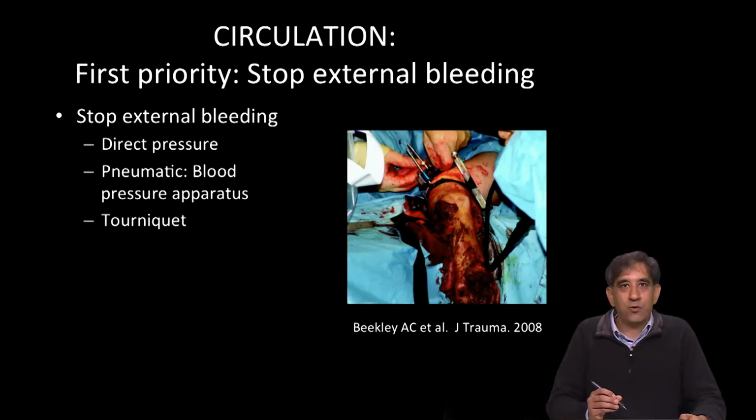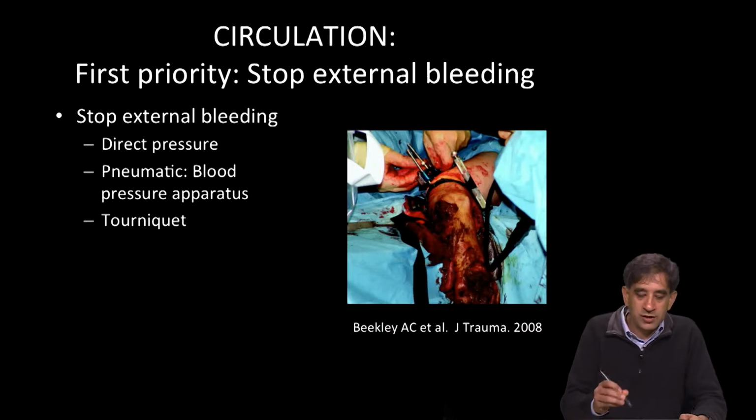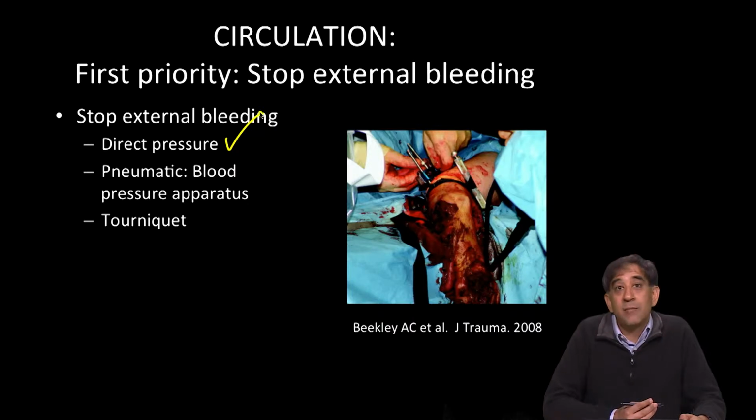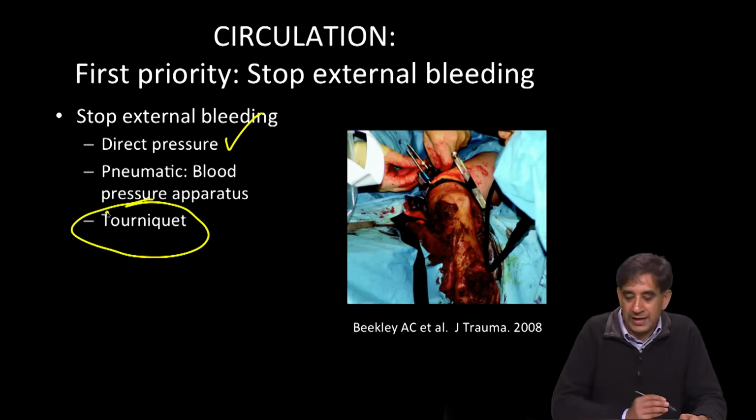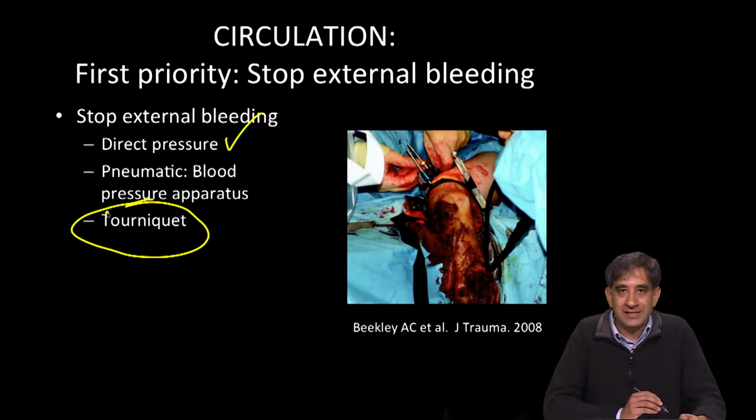So again, the first priority is going to be to stop external bleeding, and the means that we can do that are as follows. The most common way to stop external bleeding is to provide direct pressure. If that fails and you have a blood pressure apparatus, you can inflate it to above the patient's systolic blood pressure, and that may stop the bleeding. And then in circumstances where that fails, we may need to resort to a tourniquet in order to stop the bleeding and save the patient's life.